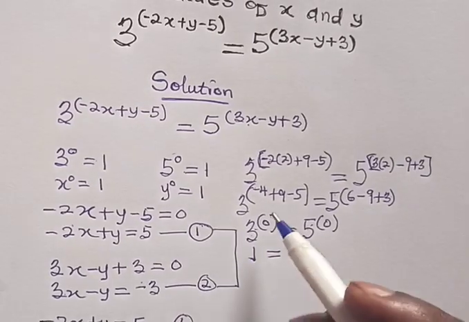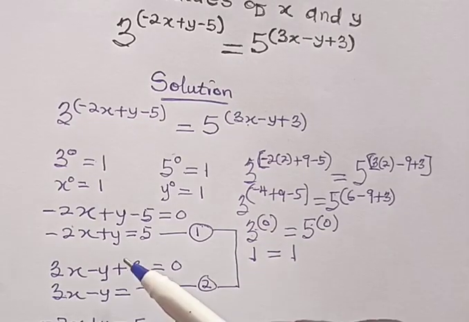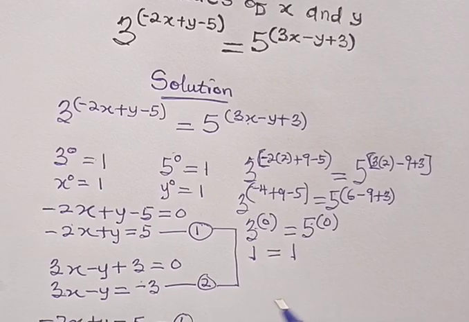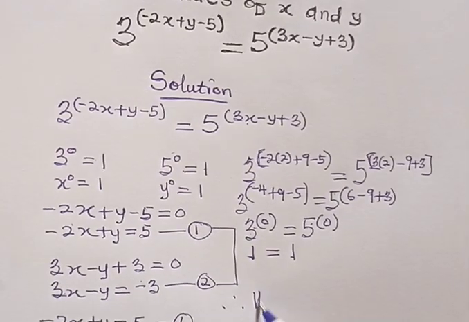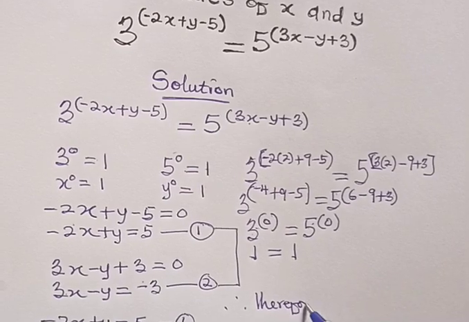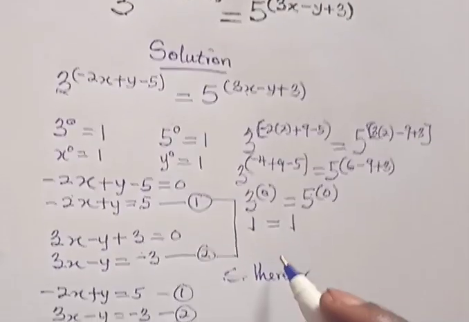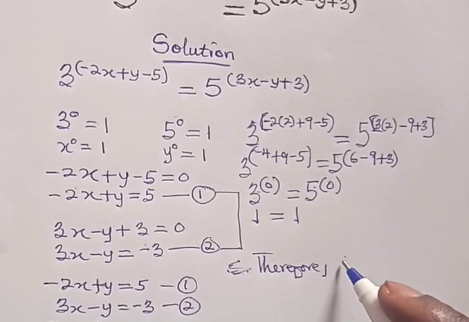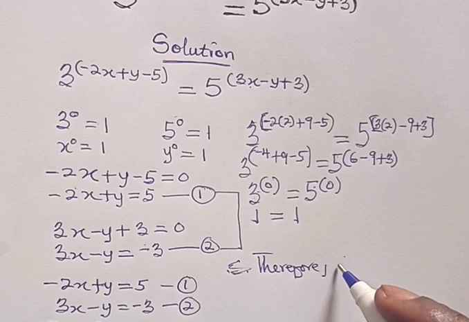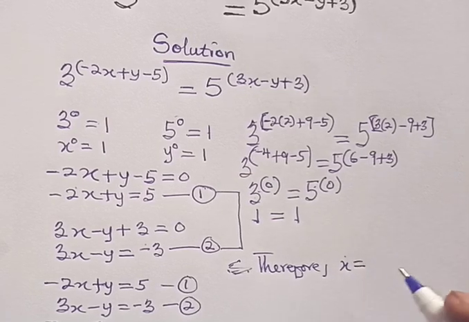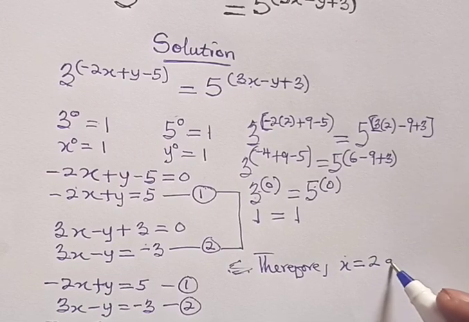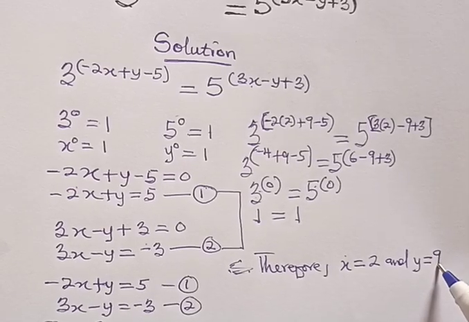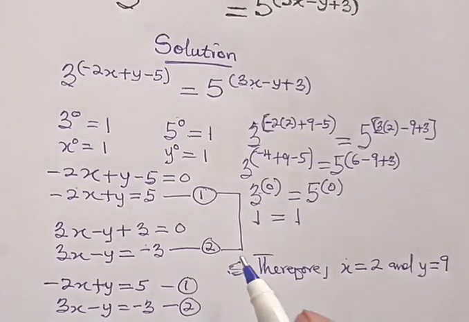Have you gotten that? So we have solved for the values of x and y. We have tested, and now we are right. So you can conclude that, therefore, x is equal to 2 and y is equal to 9. So this answers the whole question.